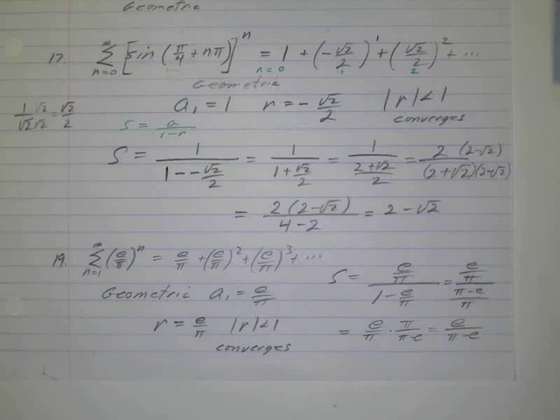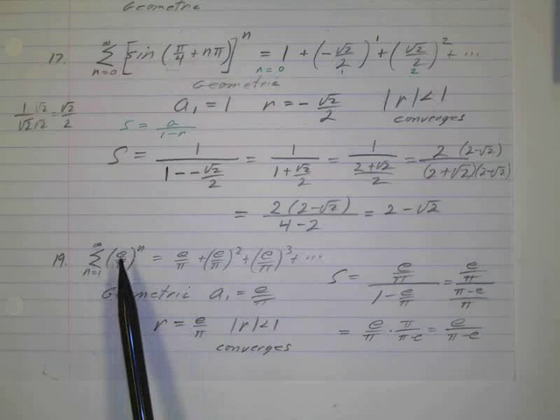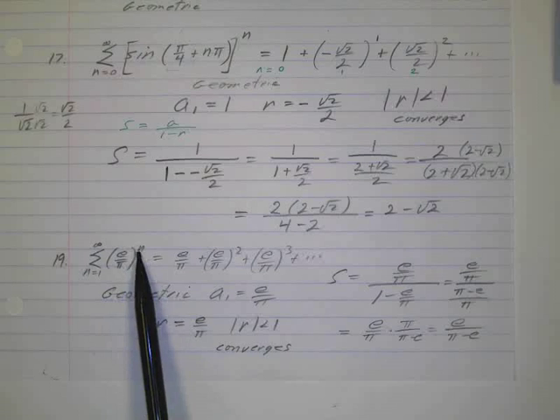Okay, some more problems from section 9.1. This is number 19. Tell whether the series converges or diverges. If it converges, give its sum. And if we look at this, this is going to be the summation. It's already written out: e over pi to the n.